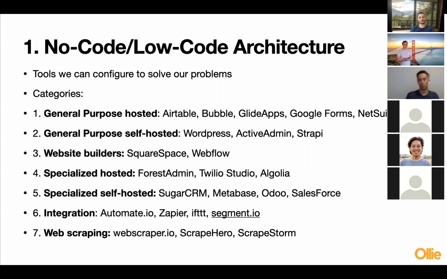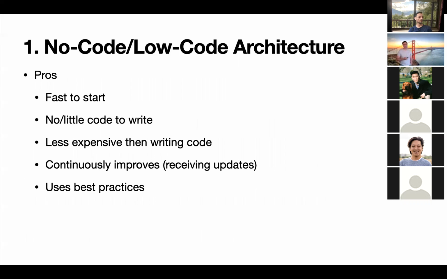And then most of these tools need a way to integrate and talk to each other. So there's tools that integrate these tools. So we have Zapier, we have If This Then That, Segment, Automate.io. And I even found a bunch of tools to do web scraping if you ever need to get the latest data about snow conditions on the mountain and put it on your website for some reason. You can do that. And you don't need to write any code.